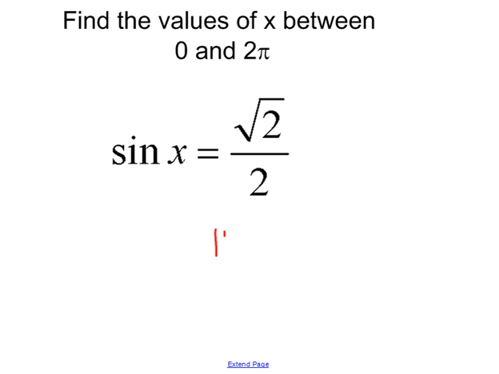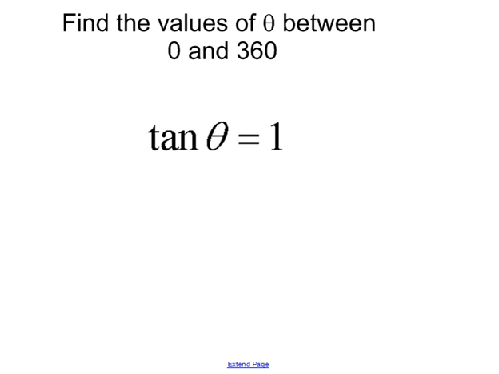Hopefully you figured out they are pi over 4 and 3 pi over 4. All right, now let's switch to tangent. Where is tangent theta equal to 1?